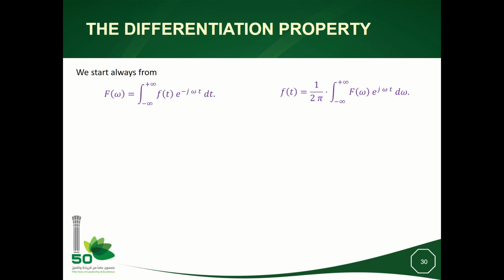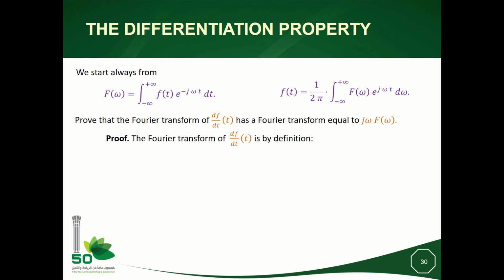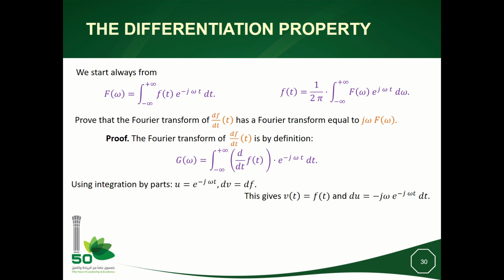Now, if we start from the definition of the Fourier transform and the inverse Fourier transform, we have the Fourier transform of df over dt. It is always equal to j omega F of omega. Now, we would like to show some fact.